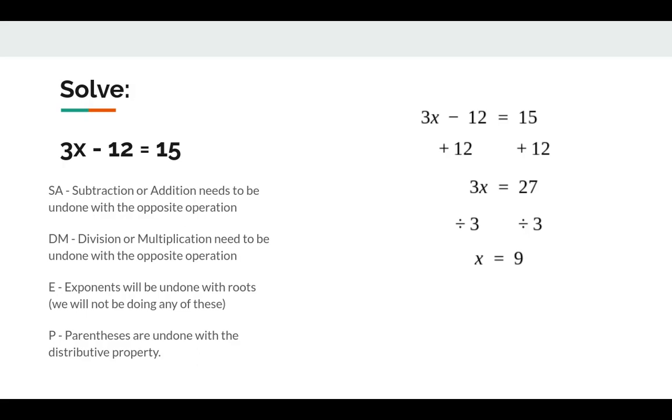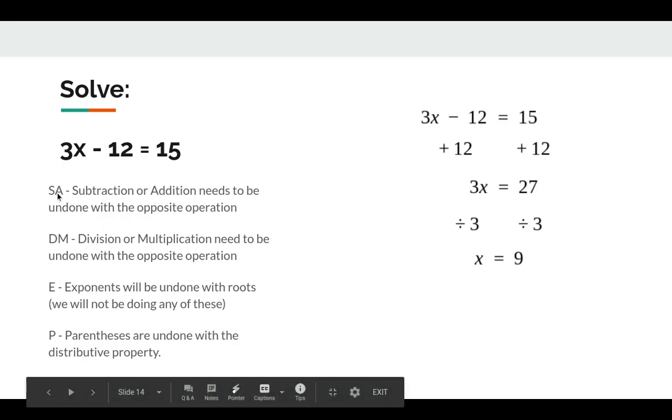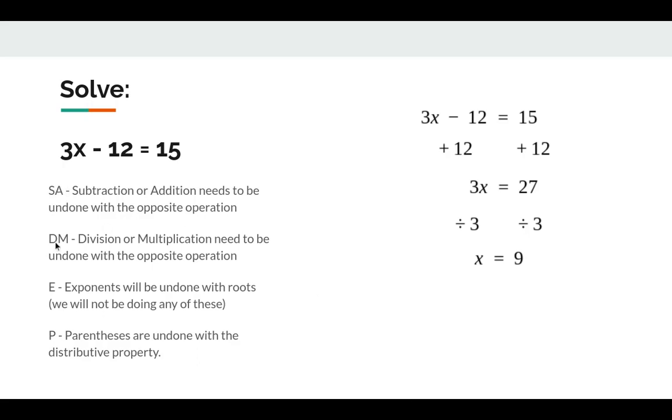And then parentheses, we've dealt with these a little bit. If you remember, we did some distributive property, and the other part of that is called factoring. And we'll get to that again a little bit later. And you've done some of this already, but we're not going to work with any of this right now. So it's still there. We still remember SADMEP. However, we're only going to be focusing on the S and the A, and then the D and the M part.